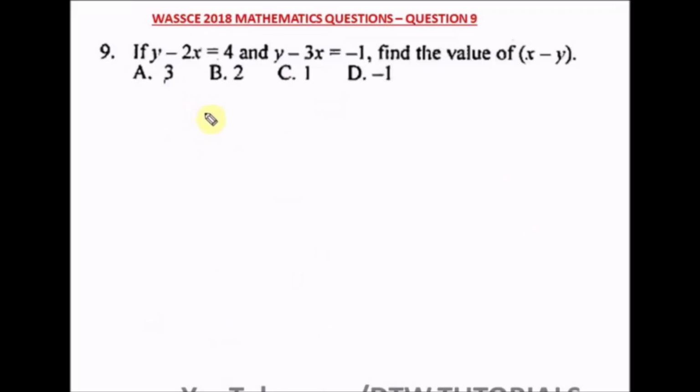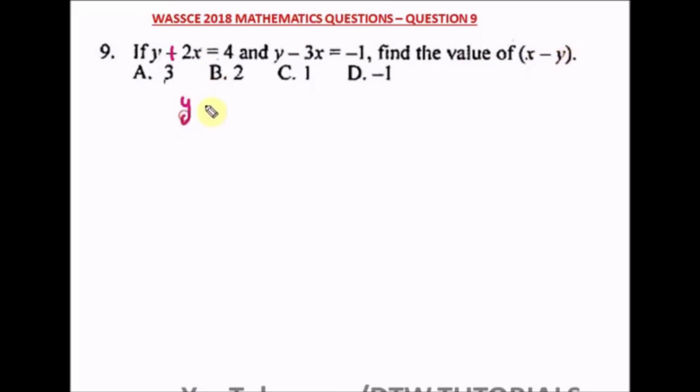Question 9 of the WASSCE 2018 Mathematics Past Question, that's your WAEC exam, says if y minus 2x, okay, this is a typo here, this is supposed to be positive. If y plus 2x is equal to 4 and y minus 3x is equal to minus 1, find the value of x minus y. Okay, how do we do this? We have two equations here, that's a simultaneous equation. So we're going to find the value of x and y from the simultaneous equation, then we'll find the value of x minus y.